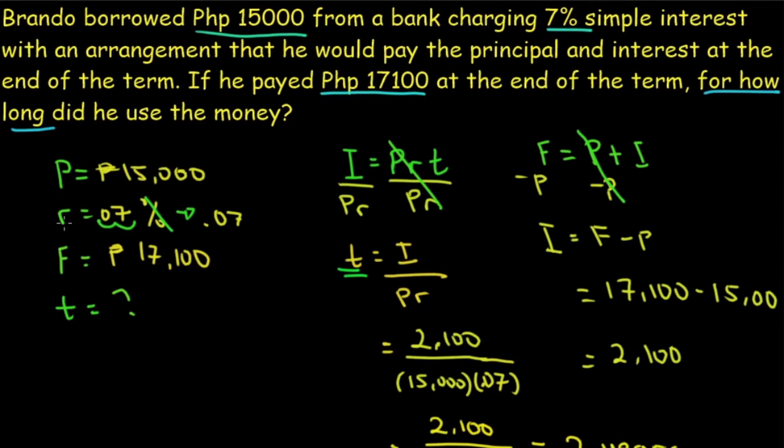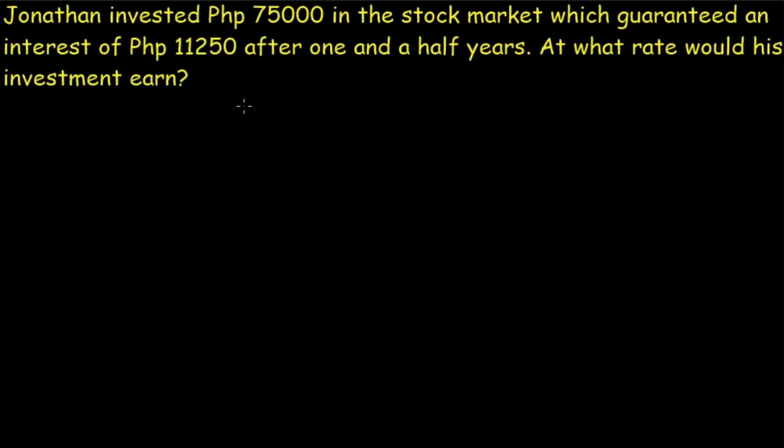Let's have another example. Last example natin in this video. Jonathan invested 75,000 pesos in the stock market, which guaranteed an interest of 11,250 pesos after 1.5 years. At what rate would his investment earn? So, yung una nating example, ang hinahanap natin ay principal amount and yung final amount. Sa ikalawang example, hinahanap natin yung time. Ano naman kaya ang hinahanap natin dito sa third and last example natin?